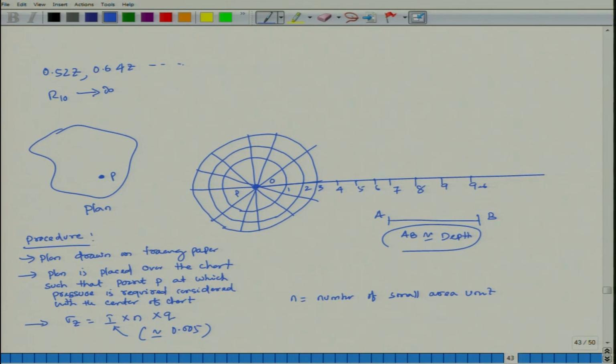So, like this you can find the stress for any shape by the numeric chart. Other than the point load, circular load, line load and rectangular load that we have discussed, all cases we have covered. Other than these regular shapes, if any other shape is there, you can find the stress at a point Z below the ground surface. I will stop here. Thank you.